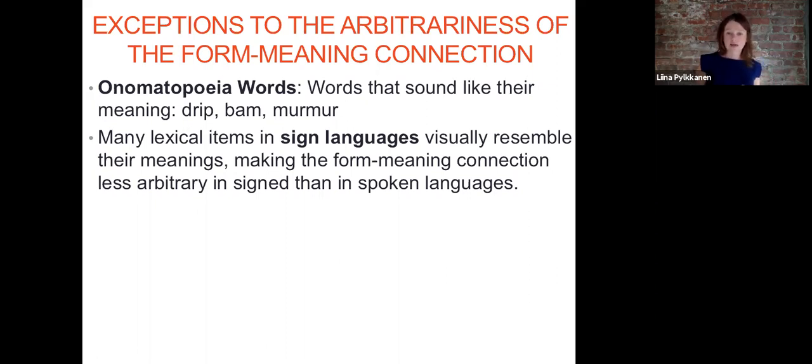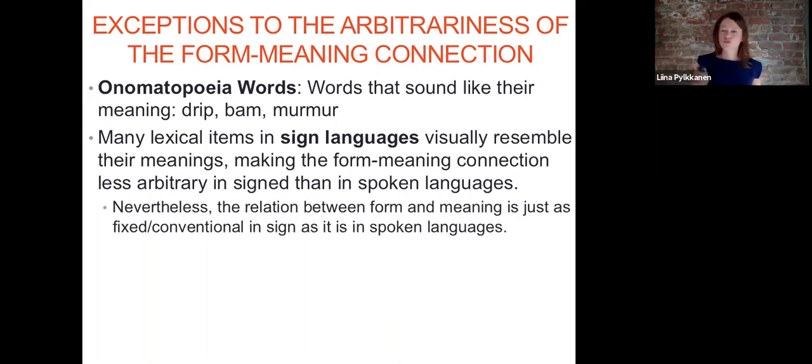So in sign languages, the form-meaning connection is less arbitrary than in spoken languages. It's really important to talk about this carefully though, because the relation between form and meaning in sign languages is nevertheless just as fixed or conventional as it is in spoken languages.